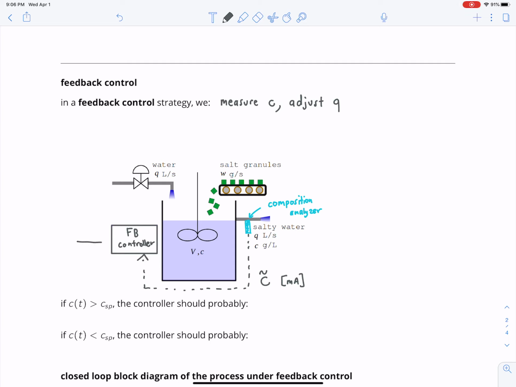Okay. And we also feed in the set point. So the set point for the concentration of salt. And then based on the measurement and the set point, the feedback controller computes the error. Based on that, it outputs a pneumatic signal, a certain pressure of air, P.